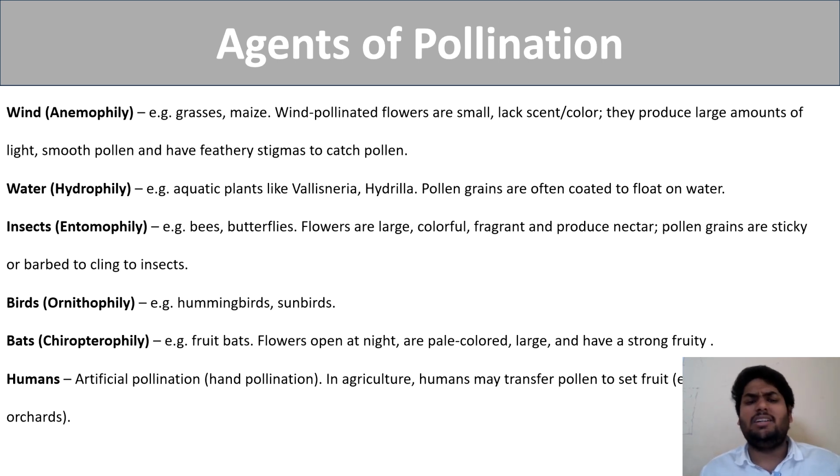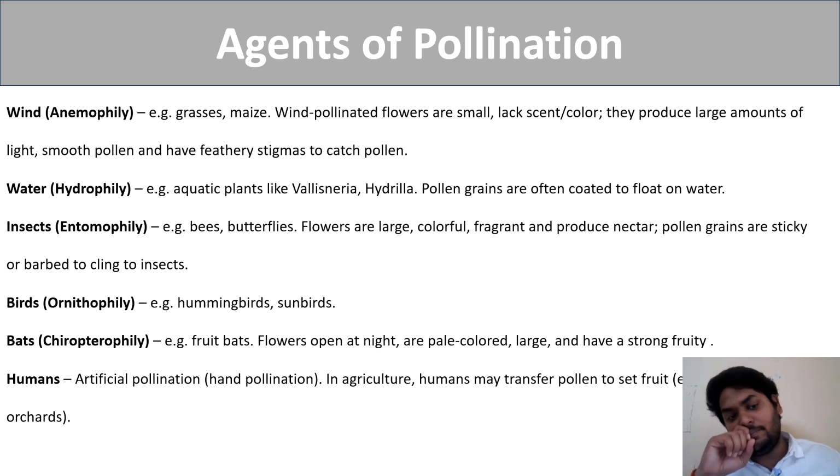So wind and water are generally not very reliable. First of all, we see hydrophily, how pollination occurs with the help of water. It occurs in aquatic plants like Polycarpicon hydra. The pollen grains are often coated so they float on the water, and with the help of this, pollination occurs.